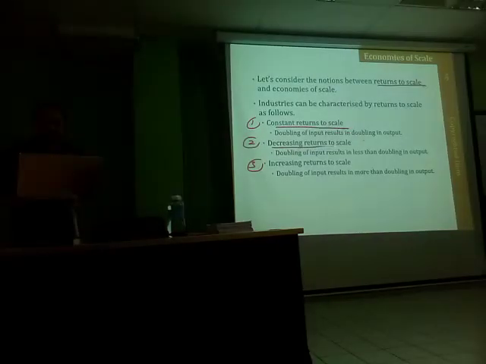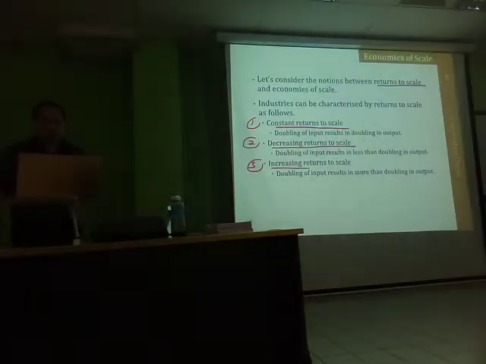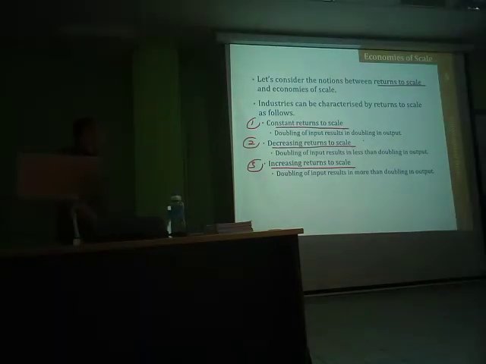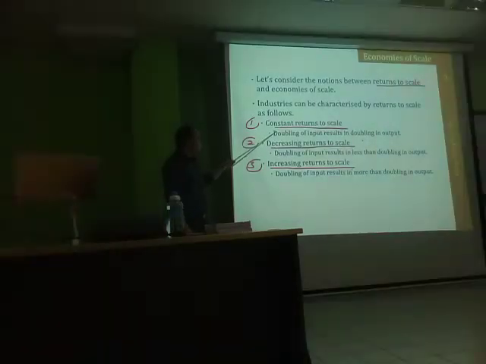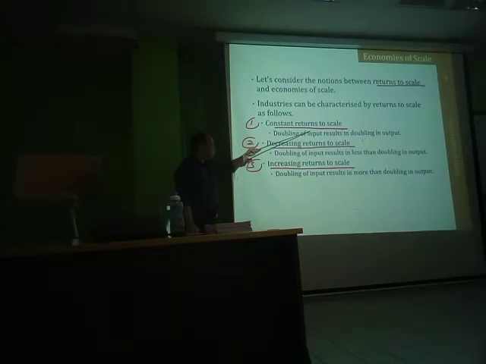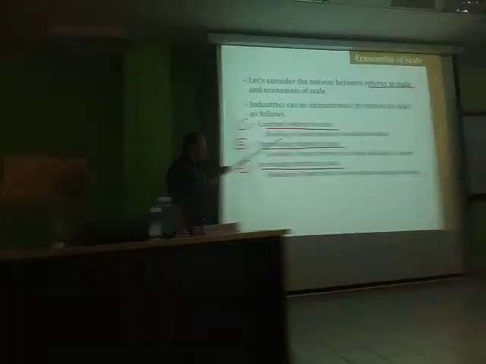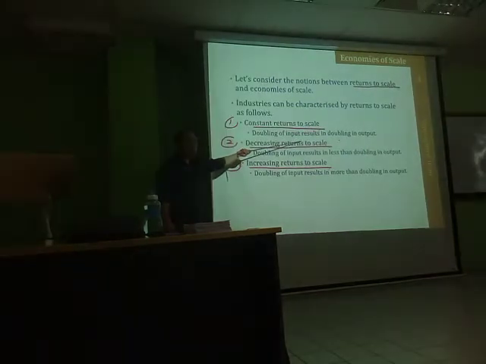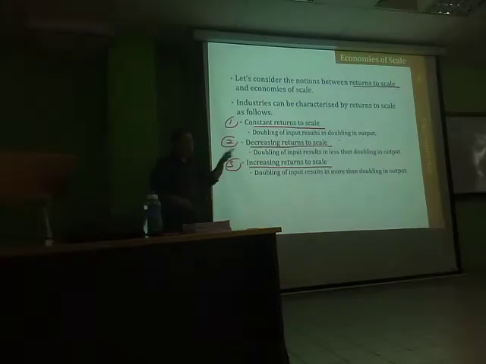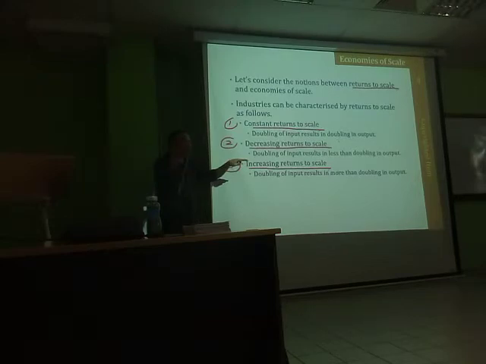One is decreasing returns to scale, and the last one is increasing returns to scale. Now from here, for constant returns to scale, this is the implication. If you double the number of inputs, your output is doubled. You times 2 for your input, your output times 2 also, right? That is called constant returns.